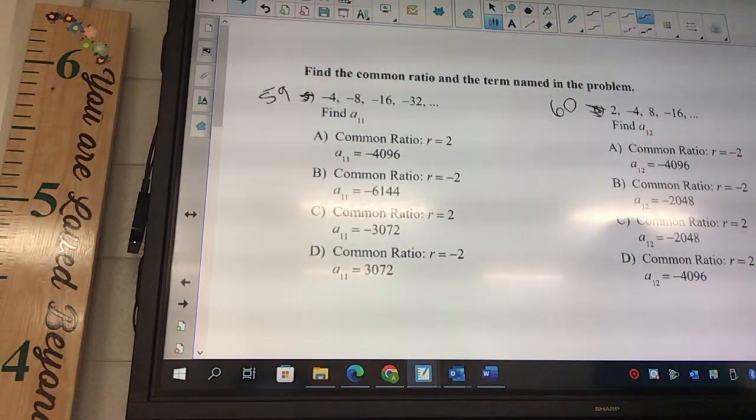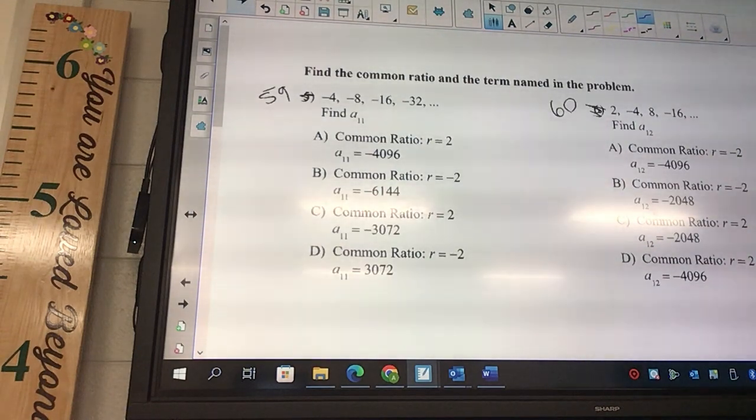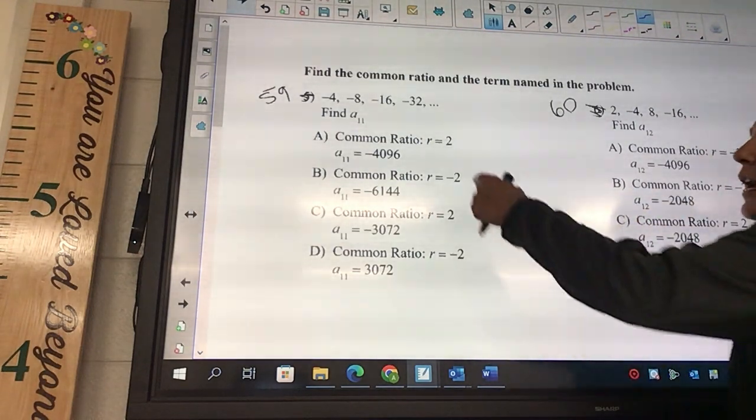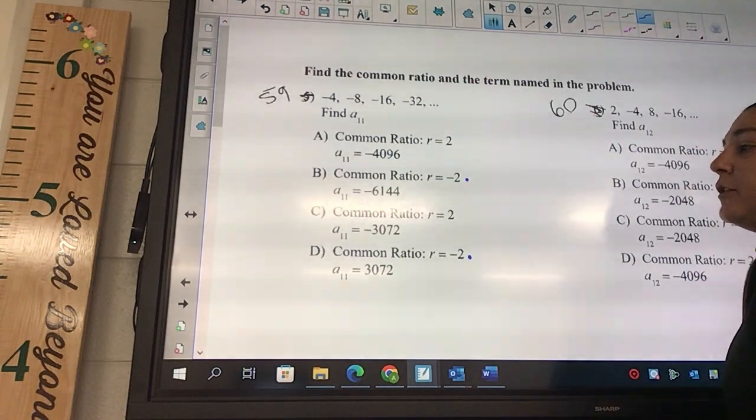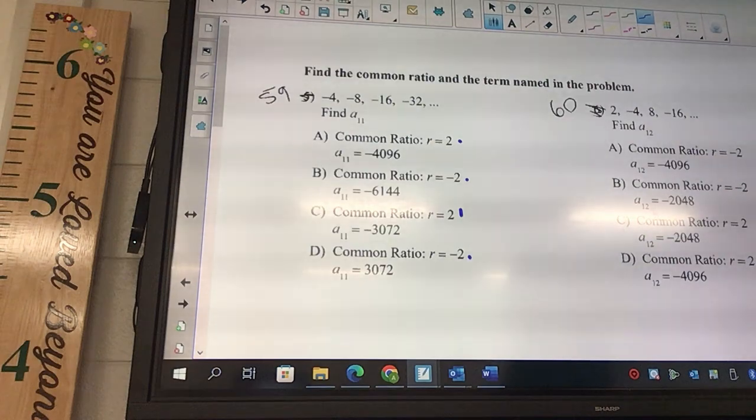Okay, 59. Again, they want you to find the common ratio and then the formula. Okay, this one's a little bit more tricky. I have two with a common ratio of -2 and two with a common ratio of 2. So you're going to have to fully complete this problem.